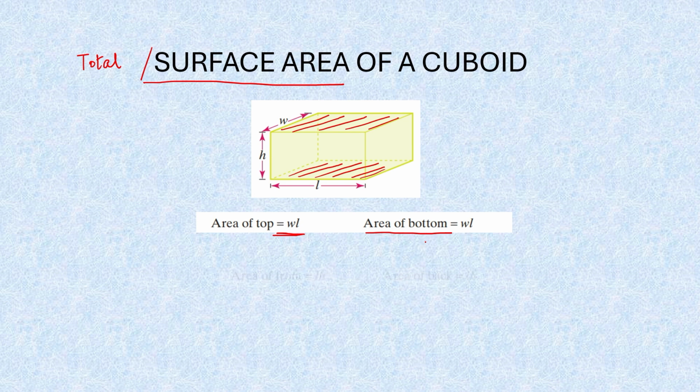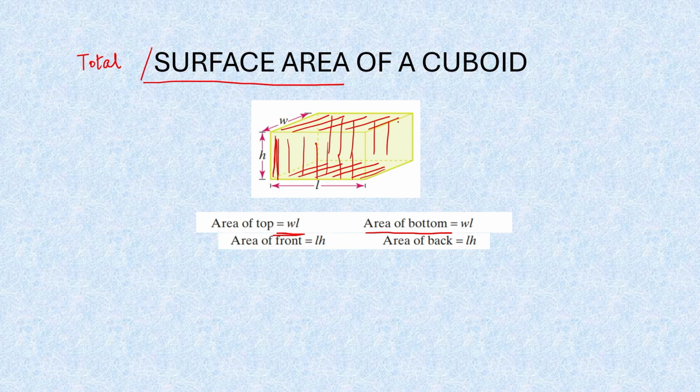Now we'll find the areas of the front and the back. This is your front portion, the portion which is in the front. What is the area of the front portion? It will be L into H, length into height. Similarly, the area of the back portion will also be length into height.